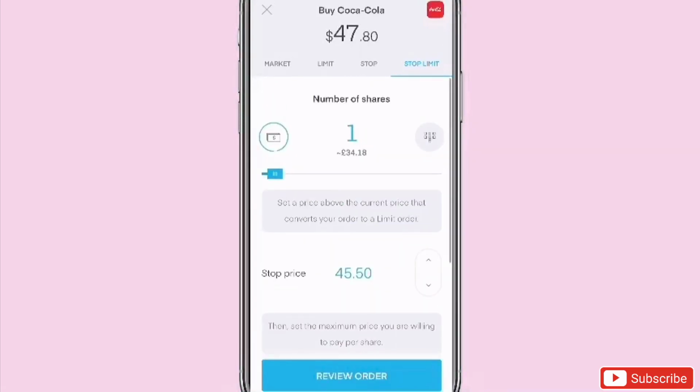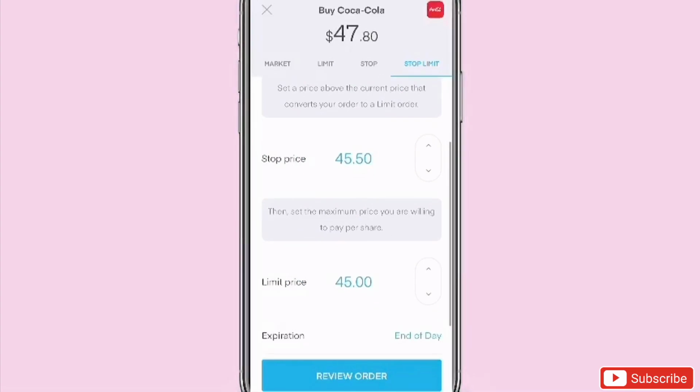So if this hit $45.50, it's now going to stop it and place it into a limit order, which means it's now going to start executing your order. So if that hit $45.50, it's going to execute your order, and you're basically saying to the platform that you want this to get you no less than $45 per share, okay? So it's going to get you anywhere in between $45.50 and $45 per share. So I hope that makes sense.